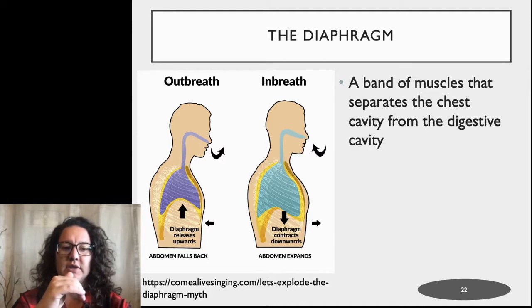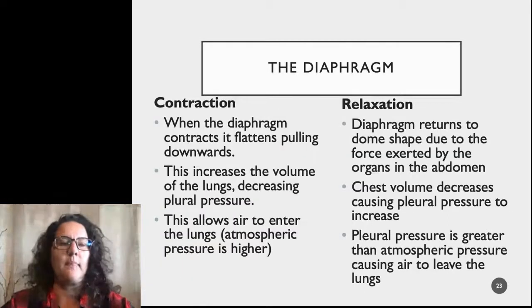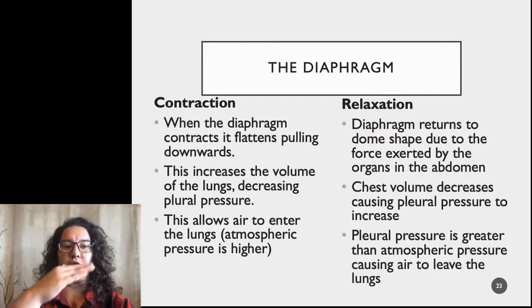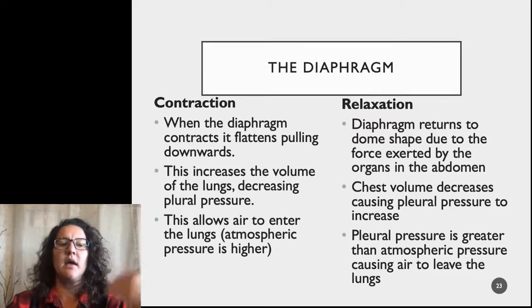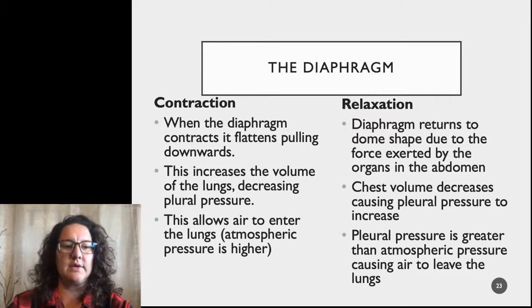During inhalation, the diaphragm is going to contract downwards, expanding the volume of our chest cavity. It's going to decrease the pressure in our lungs, which is going to cause air to go from the atmosphere into our lungs. So when the diaphragm contracts, it actually flattens, pulling downwards, increasing the volume of the lungs, decreasing the pressure. Again, air is going to go into the lungs.